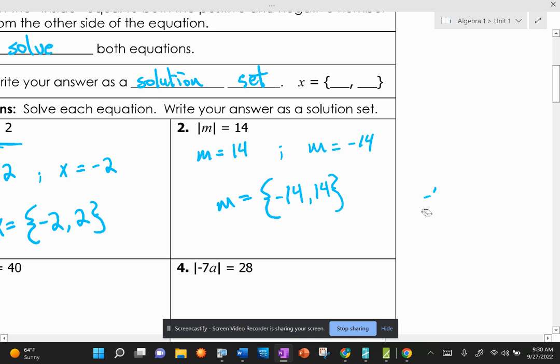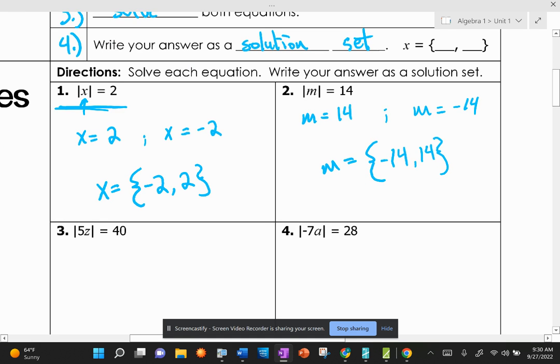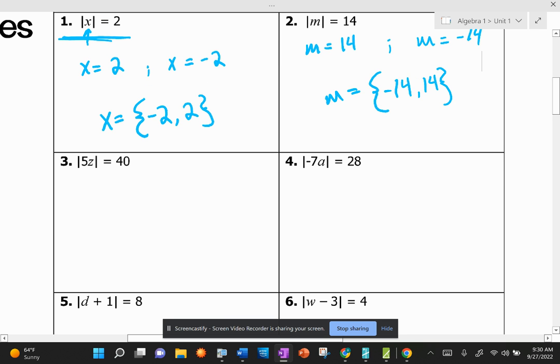So let's look at number 3. What's different about number 3? Yeah, so we're going to have to do a little bit of algebra now. So first, we make sure the absolute value symbol is isolated. Do we believe that it's isolated?